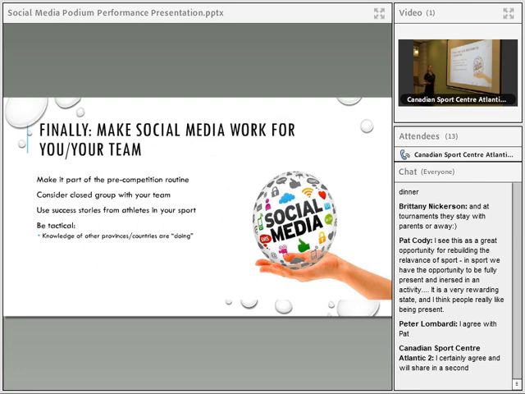And trying to make social media work for you. So make it part of the pre-competition routine. So if that means no phones, if that means they're allowed 2 hours before, if that means whatever, that it's part of it and it's planned. Okay? And that's discussed well in advance of the competition. Consider closed groups with your team. So allow them on one app that only has to do with communicating within the team.